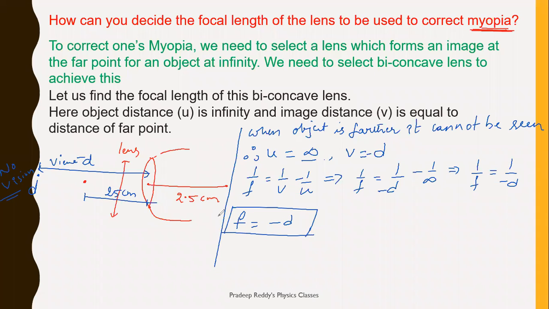When you calculate the focal length, clearly you get a negative focal length. A negative focal length means we should use a concave lens. We should use a concave lens to correct myopia.